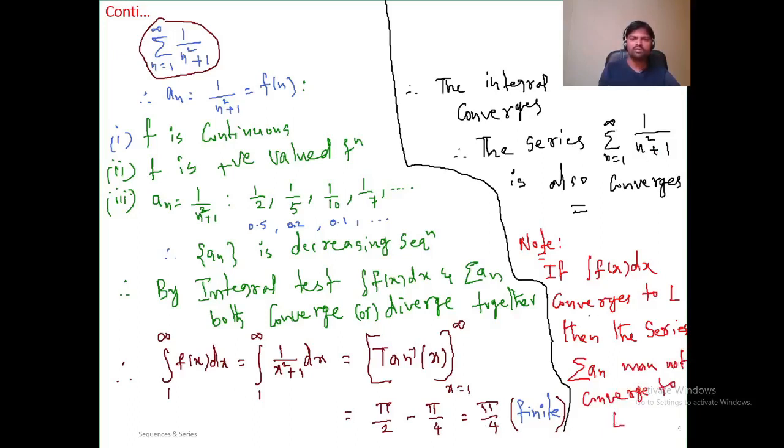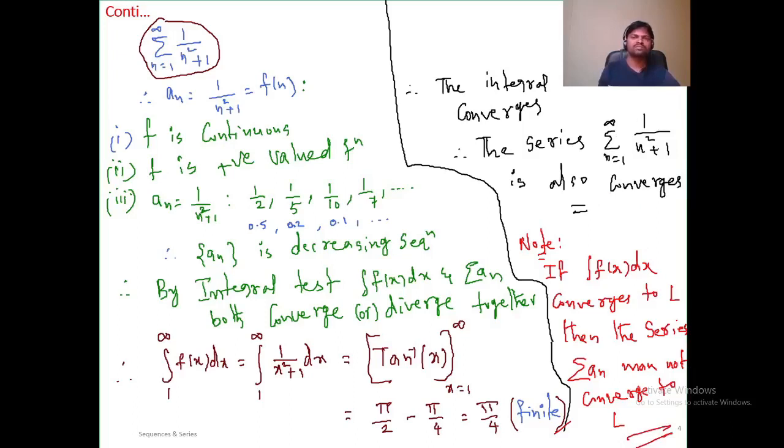If the integral value is some L, it doesn't mean that the series value is also L, but I can say that it converges. It converges to some different value, but not exactly the same as the integral value. That is a note. So this is very important. Remember this. In this integral test, we can tell only the status, converges or diverges. That's it. At what number it converges, we cannot say. Okay. So here I can say that the series converges.